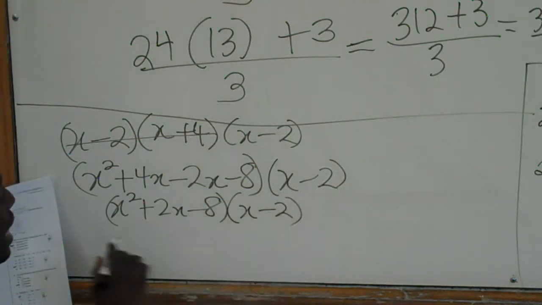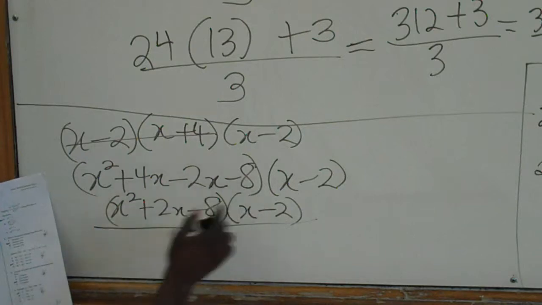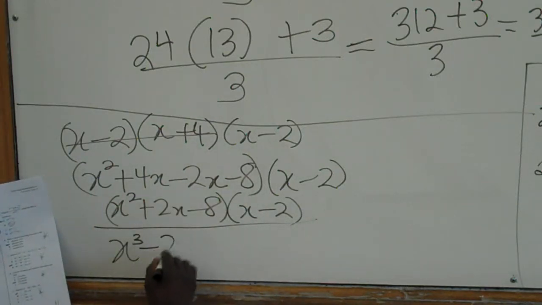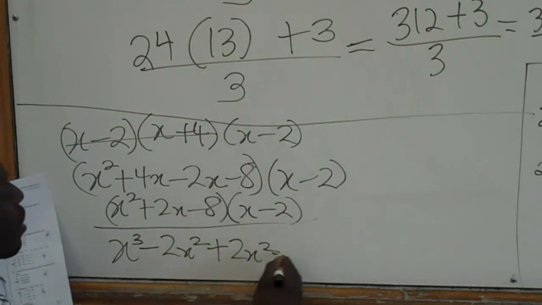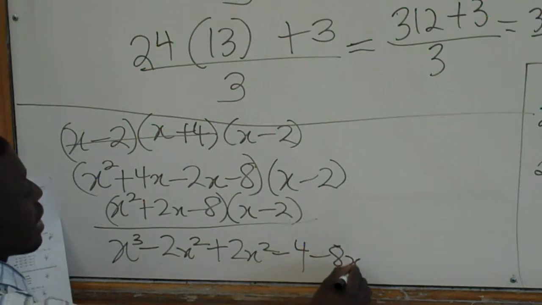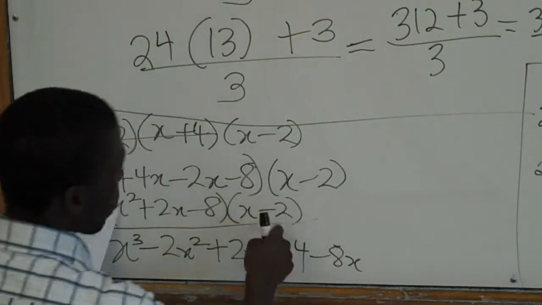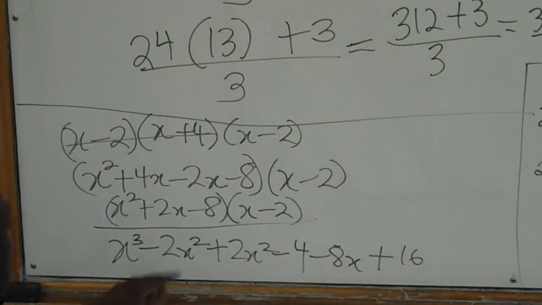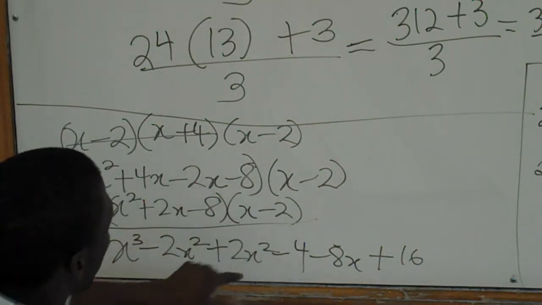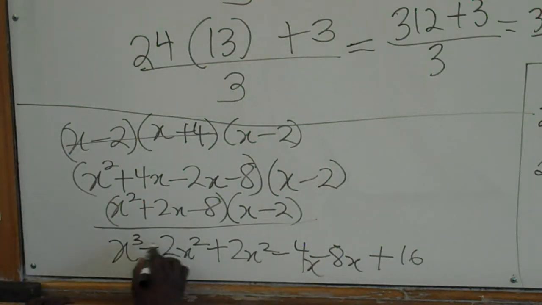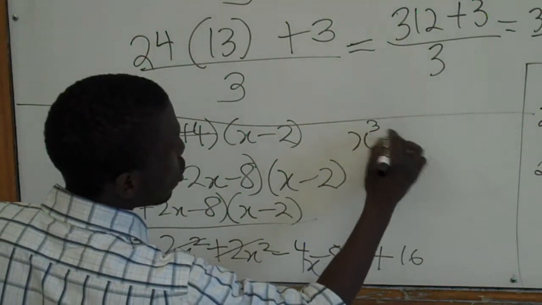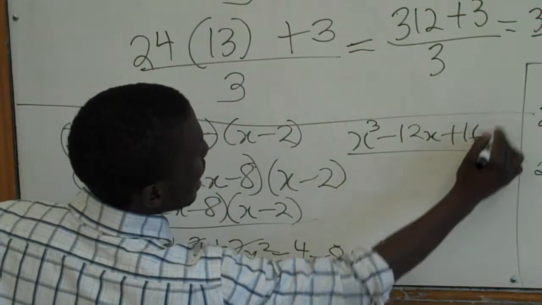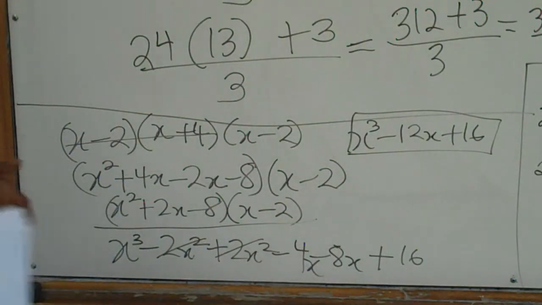So you go ahead and write it on the side, and then you FOIL this one by one. It becomes x cubed, and then minus 2x squared, and then plus 2x squared, and then minus 4, and then minus 8x, and then this minus 8 multiplies that, and it becomes plus 16. Let's see. Minus 4x. So these 2x squared terms go away, because minus 2x squared plus 2x squared cancel. And then minus 4x minus 8x becomes a minus 12x. So it's x cubed minus 12x plus 16. That's all you can do. They're not like terms, so you can't add them.